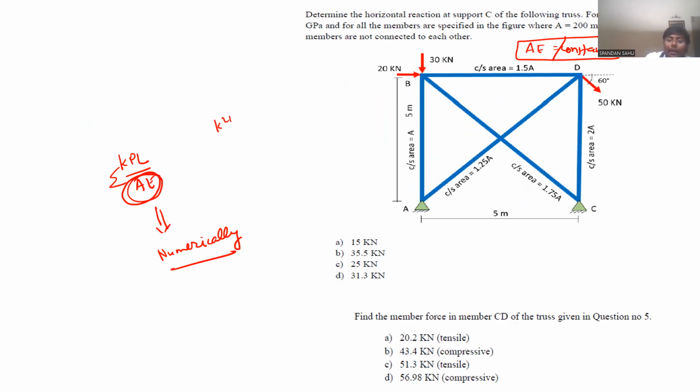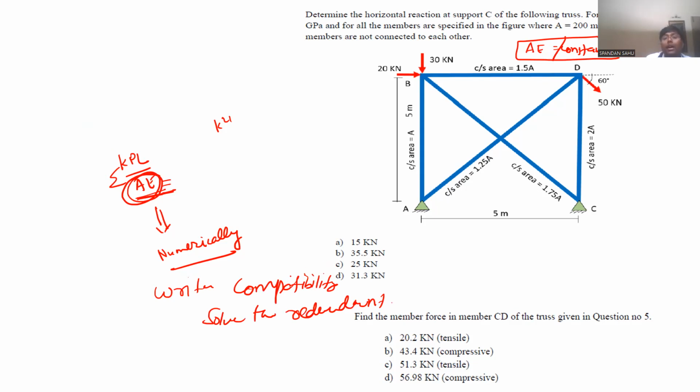Means in this question, the only thing is the cross-sectional areas are changing. So you have to take this AE not constant, but it will vary for each and every member. So you calculate AE for each and every member, divide it, calculate the numerical values, then add it, then write the compatibility condition. Yes, sir. Then solve the redundant. Here it is asked at support C.